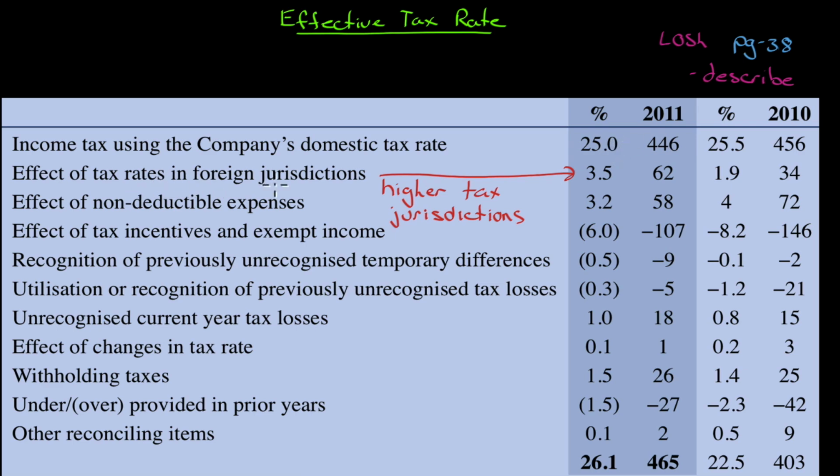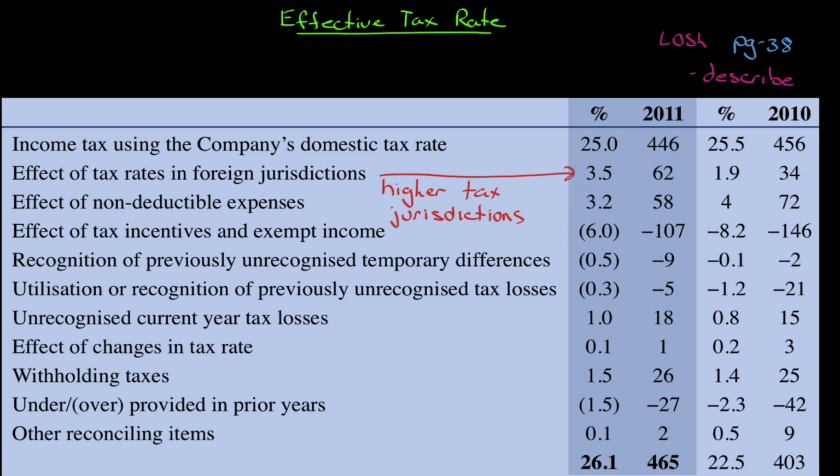The effect of tax rates in foreign jurisdictions. These are just adjustments. So we see in 2010, it had the effect of adding 1.9% to their effective tax rate. In 2011, it had the effect of adding 3.5% to their statutory tax rate. So we can see that because the company has a statutory tax rate of 25, we're increasing it by 3.5%. That profit is made in higher tax jurisdictions. If it were made in lower tax jurisdictions, it would have the effect of lowering the statutory tax rate.